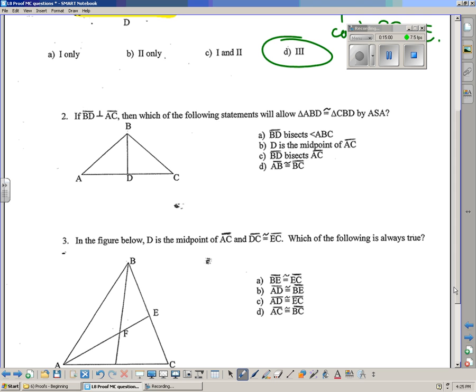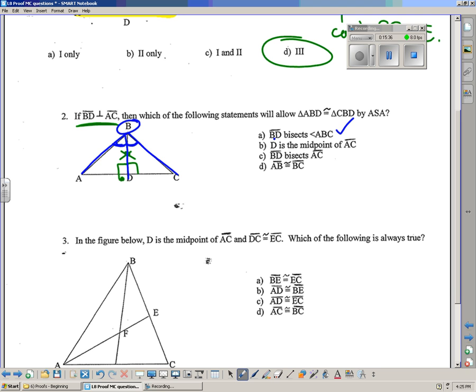A few more questions here. If BD is perpendicular to AC, so that means we have right angles, then which of the following statements will allow the triangles to be congruent by angle, side, angle? We get reflexive for free. So if you follow this around, we have angle, side, and what angles would we need congruent? Well, we would need the little angles at B to be congruent. So let's see. BD bisects angle ABC. Since BD is cutting an angle, that would create two congruent angles. That would work. That would give us angle, side, angle.